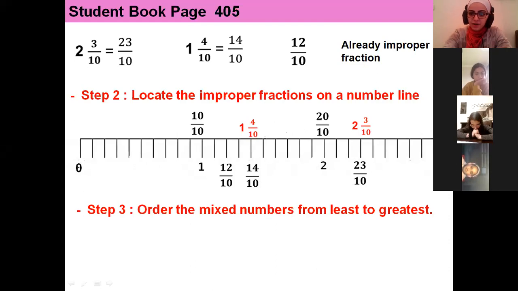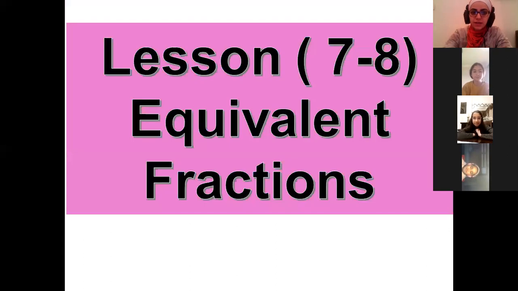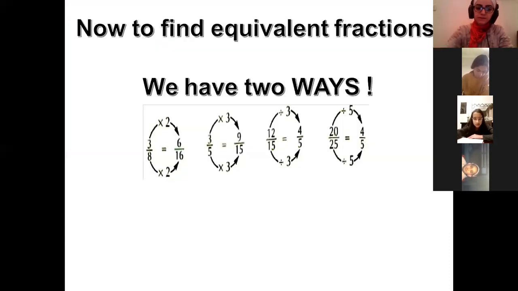Okay. Let's go to the next lesson. So that was how to draw fractions on a number line. Now, in the next lesson, lesson 7-8, it's about equivalent fractions. That was a pretty easy lesson.